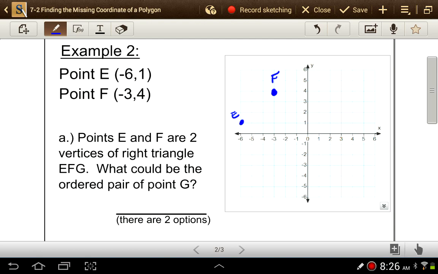Alright, so what is my ordered pair for G? Well, it does say right triangle, so I have to make sure I'm working in right angles. E and F obviously do not create a right triangle by themselves, so I can connect those. Right triangles have to be up, down, right, or left. Now notice it says there are 2 options. Why could there be 2 options? Well, my first option is I could put the point here and have this be my right triangle. If I did that, that would be negative 3, 1. That is one option.